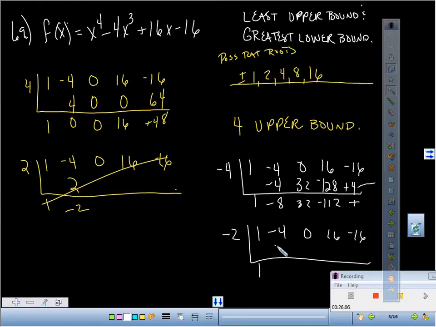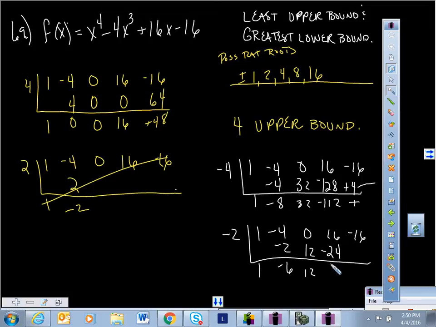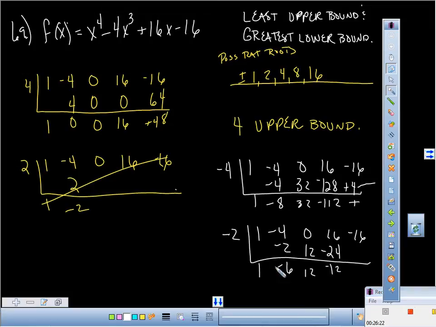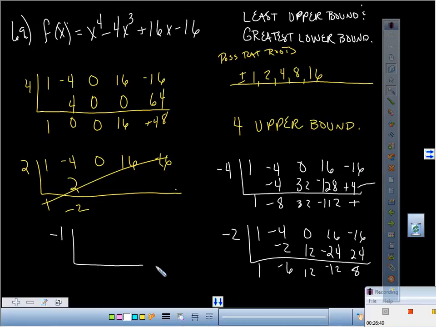So 1, negative 2, negative 6, 12, 12, negative 24. What's that? Negative 12, plus, minus, plus, minus, plus 24. Did negative 2 work? I got it working, 8, right? So plus, minus, plus, minus, plus. So now what do I have to do? Got to try negative 1. Does negative 1 work? Yes?